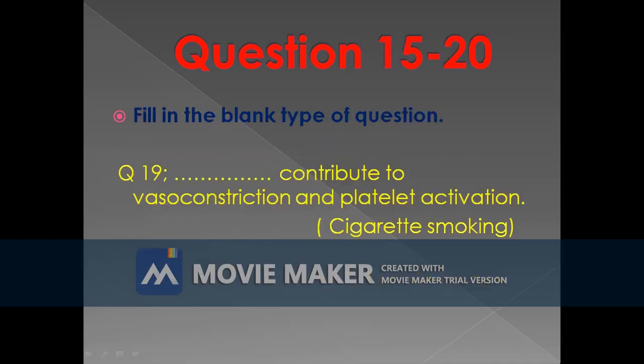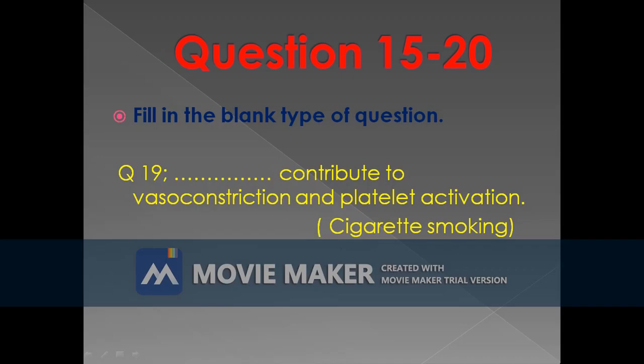Second, the sixth question, that is questions 15 to 20, will be fill-in-the-blank type. For example, "dash contribute to vasoconstriction and platelet activation." So you will search for important words in the text, that are vasoconstriction and platelet activation. When you find these important words, then you can find the answer, and according to the text the answer to this question is cigarette smoking.